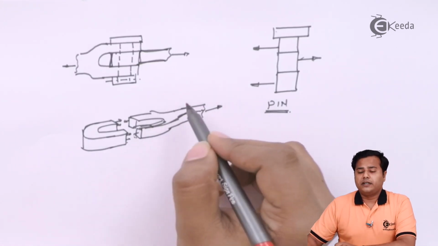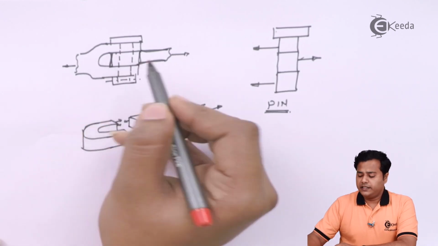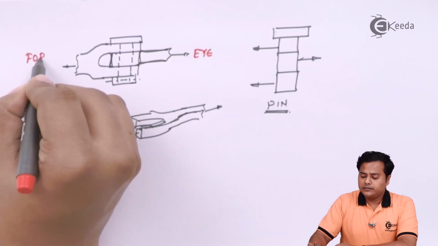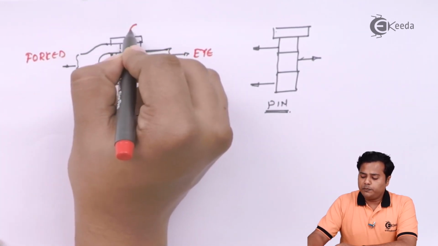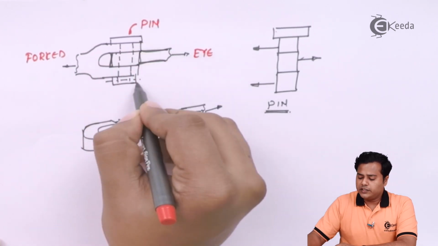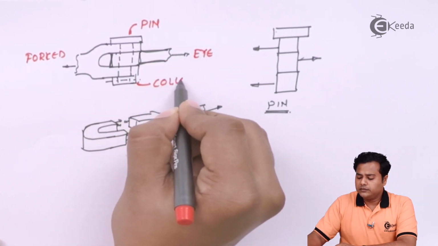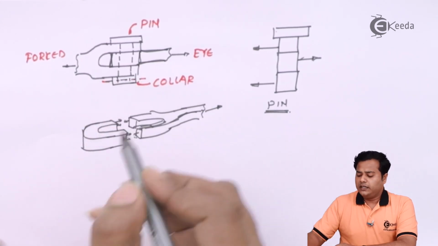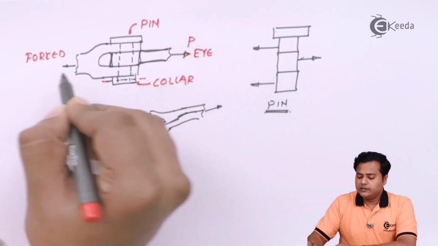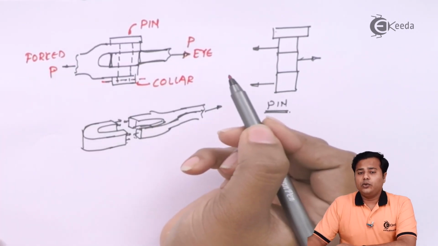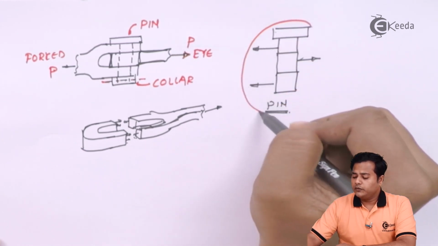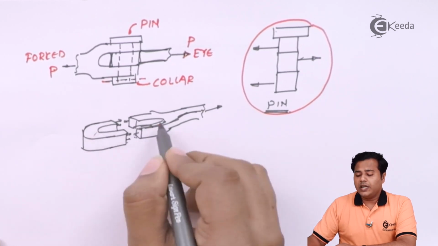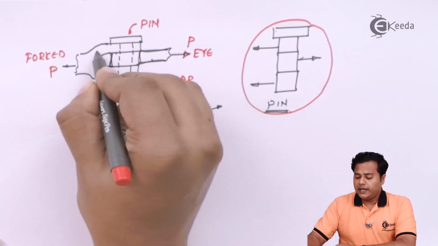Let us look at the assembly part. This is how the assembly is done. Like I said, this is your eye end. This is your forked end. This is the pin. This is the collar. And there is a provision made for passing the locking pin. Now, when axial loads act on them, they will try to tear apart not only this pin, which is sandwiched between these two, but also these individual eyes which are provided on the eye end as well as the forked end.